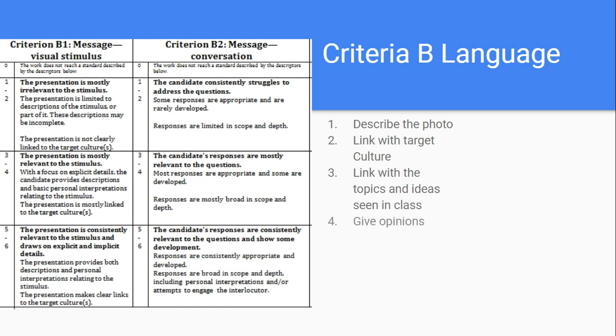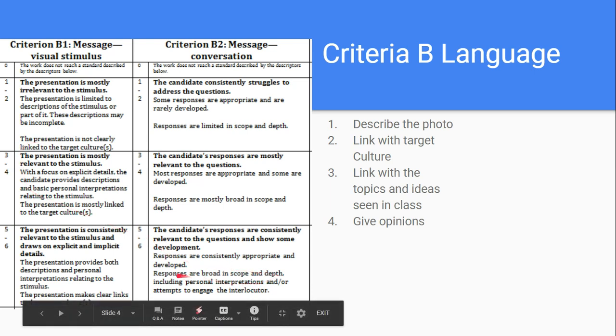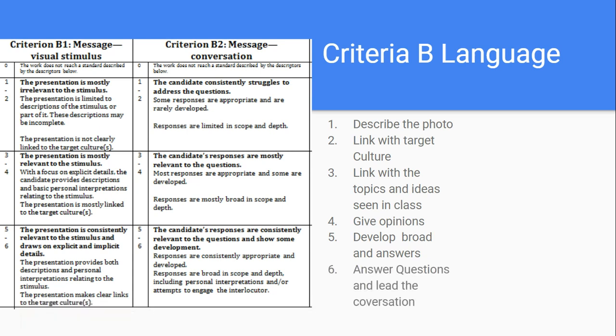Finally, you need to also give opinions, because it says responses are broad in scope and depth and personal interpretation. So that means you need to give your opinions, and you also need to show that you know your stuff. And finally, you also need to engage the interlocutor, which means you need to answer in detail. And finally, leading the conversation, I would say, is one of the most important aspects. You need to give the feeling to the examiner that you are in charge, not the teacher, in terms of you doing most of the talking.